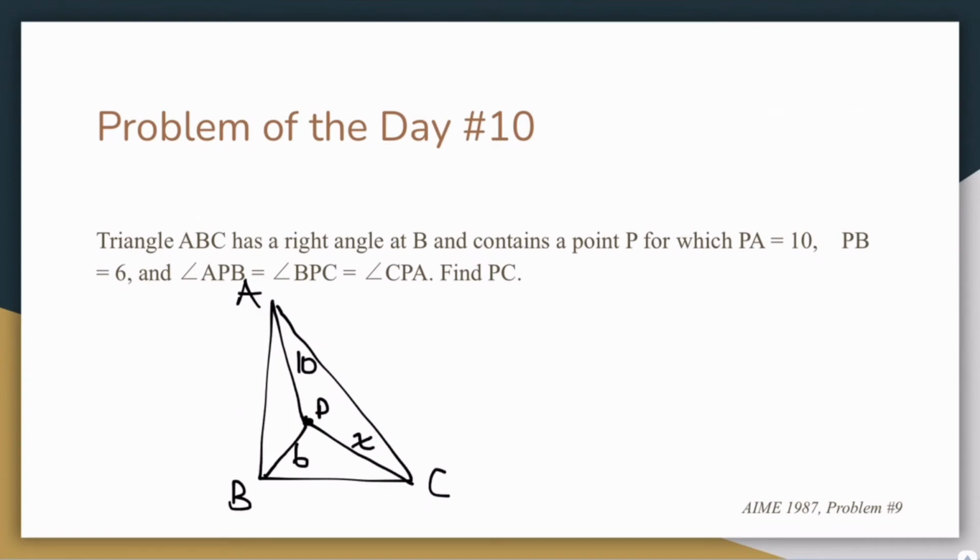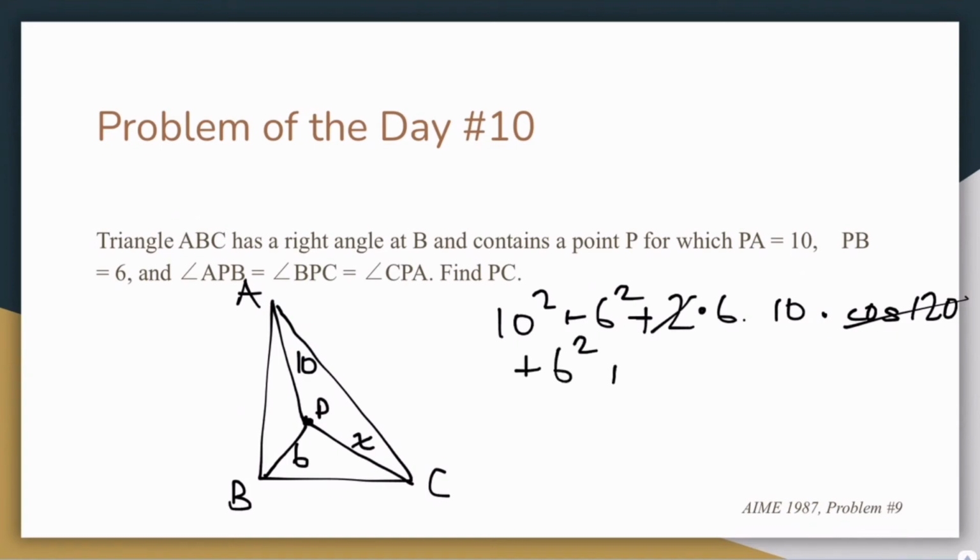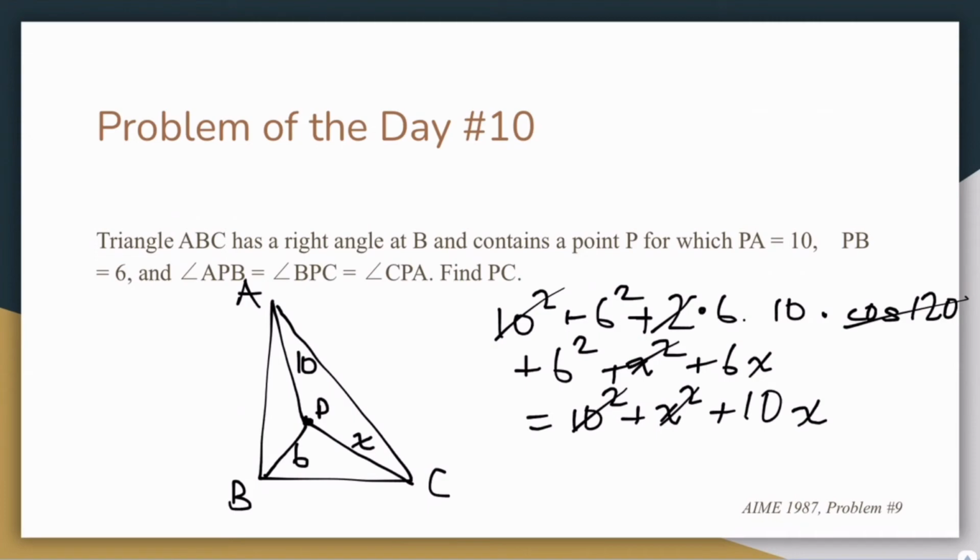So we need to use the law of cosines and the Pythagorean theorem, since we know that AB squared plus BC squared equals AC squared. So we get that 10 squared plus 6 squared minus 2 times 6 times 10 times cosine 120, which is negative 1/2. So this cancels out with the minus 2 to get plus 1, plus 6 squared plus x squared plus 6x equals 10 squared plus x squared plus 10x. And we can do some cancellation, and we get that 4x equals 132, or x equals 33, which is our answer.